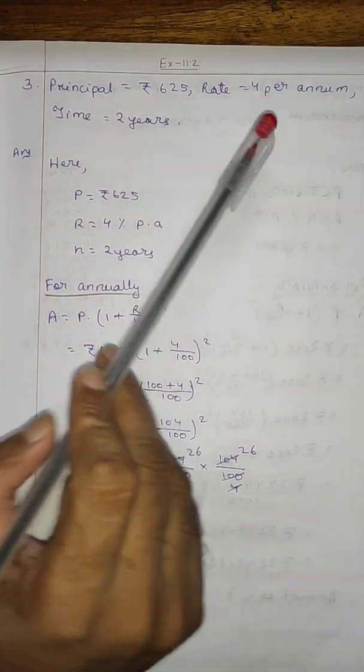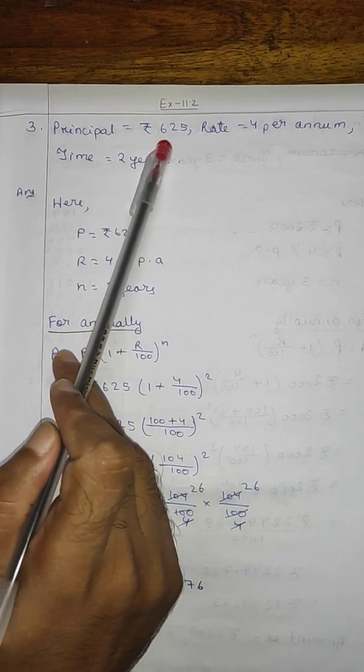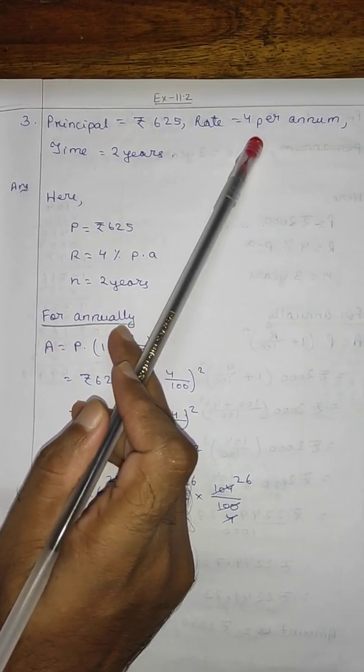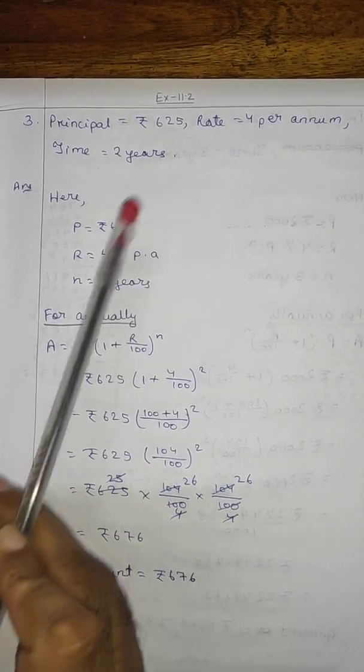Exercise 11.2. Today I'll start with question number 3. Principal is given rupees 625. Rate 4 per annum, that is actually 4% per annum. Time is given 2 years. We are going to calculate the amount.